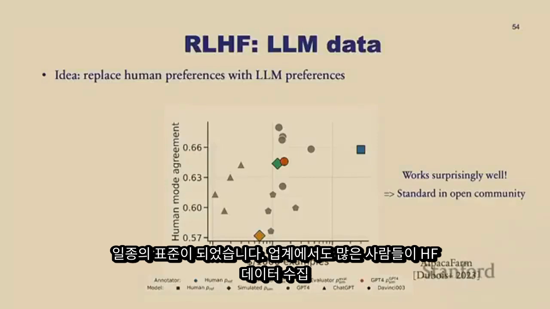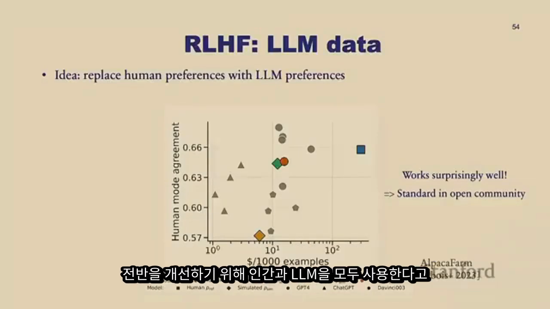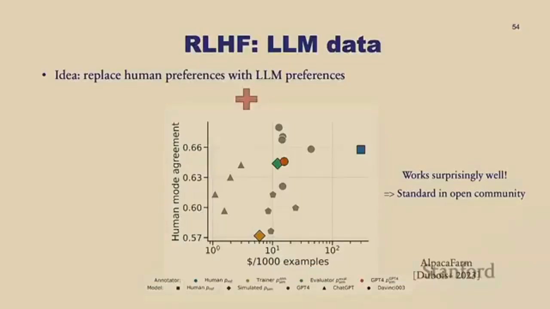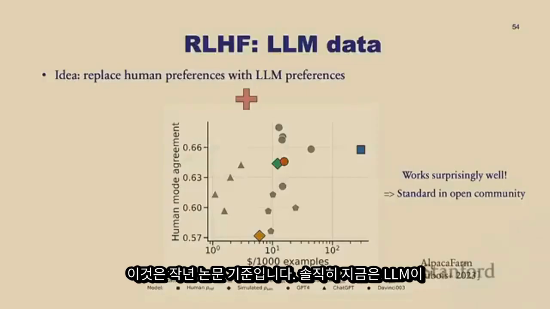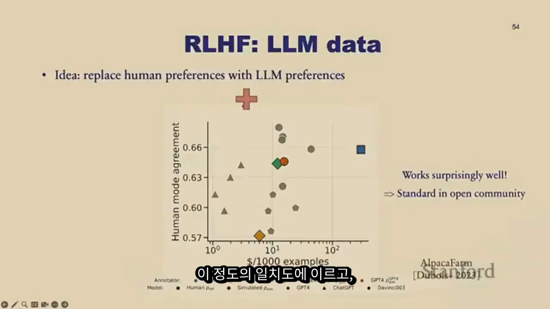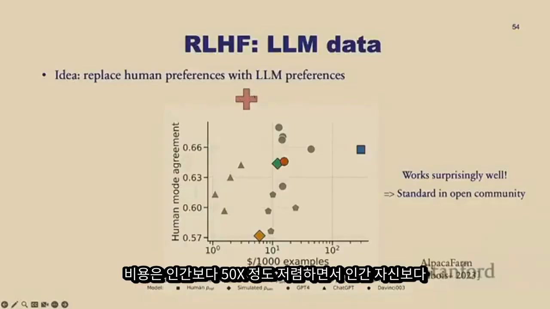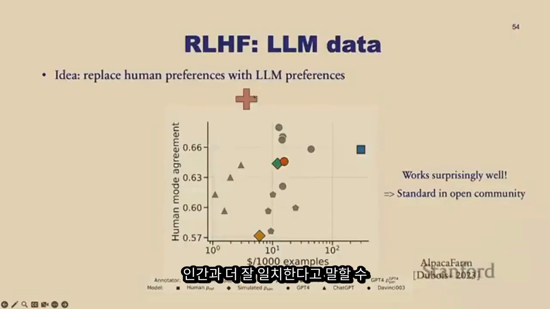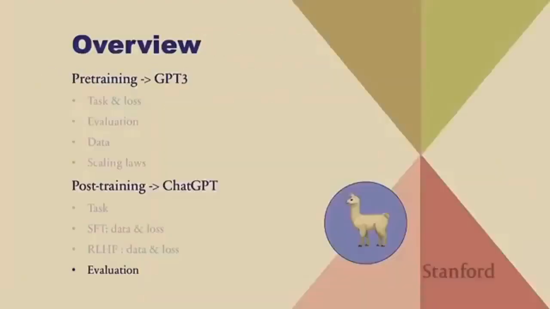I think even in industry, a lot of people use both humans and LLMs for improving the collection of RLHF data. And this is the paper from last year, but honestly now it's more like that LLMs would be around this agreement and this cost. So around, I would say 50x cheaper than humans and better agreement than humans themselves.